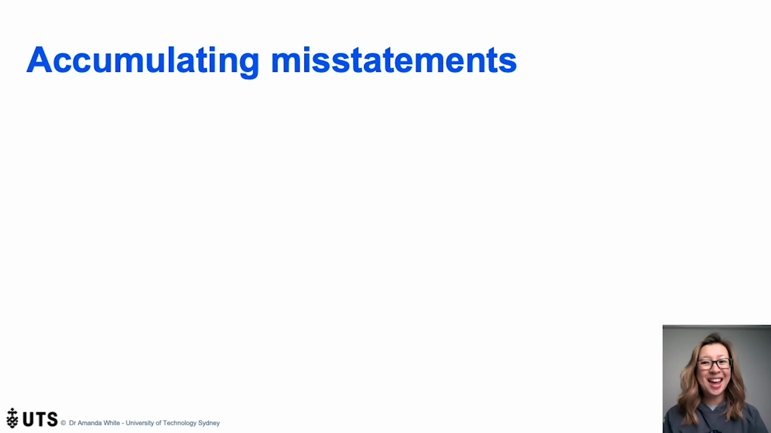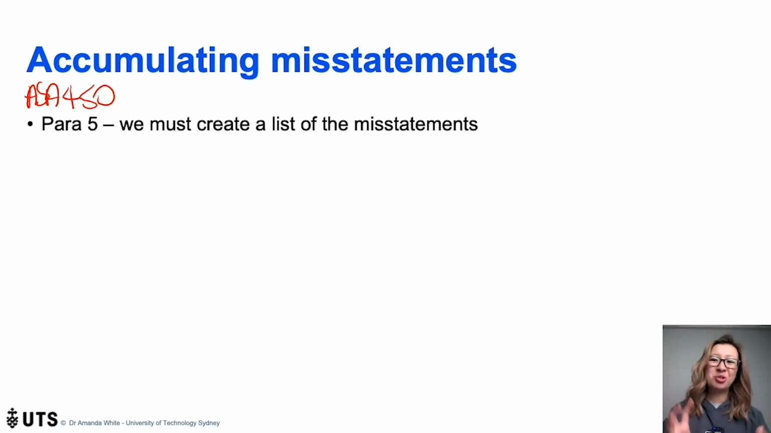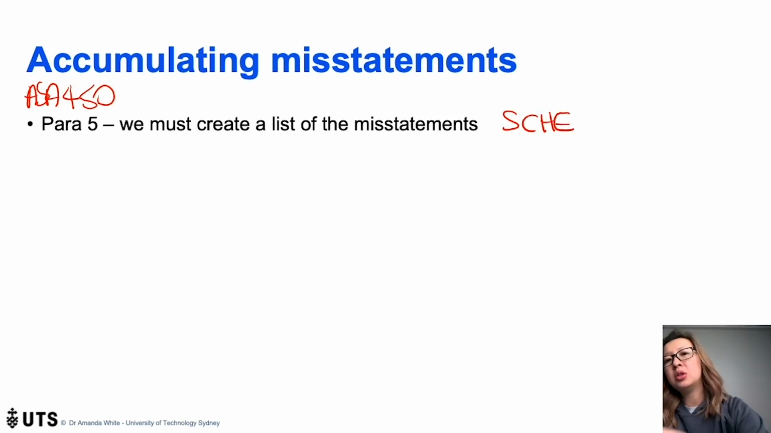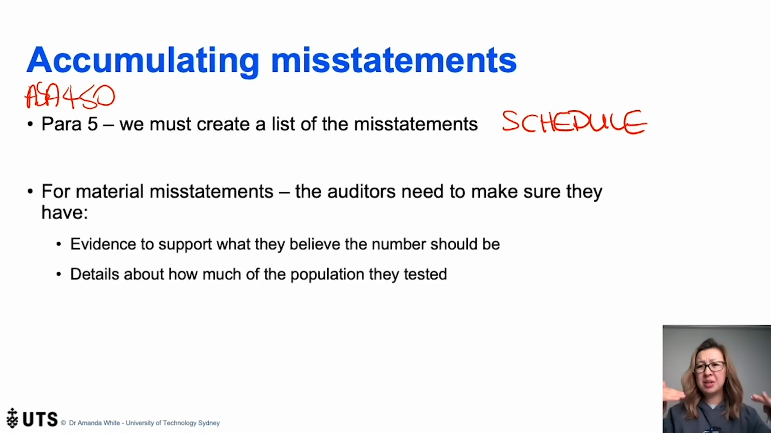Now, what does ASA 450 actually tell us to do? Well, and I realize I've got an error here because I don't have the standard number. ASA 450 says we must create a list of misstatements, and quite commonly the auditors will call that a schedule of misstatements. That'll have every misstatement, typically organized biggest to smallest, or maybe in different types of accounts.